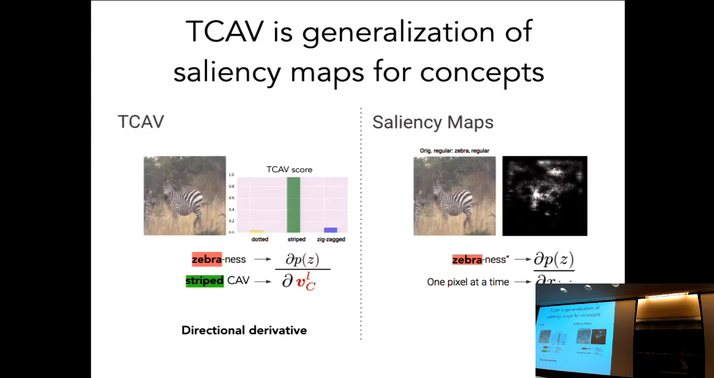Yeah, if you were to move the pixels of the image in a direction that would make the stripiness classifier respond more strongly. That's right. If the stripiness increases as quickly as possible, how much would the prediction change? Yeah, and we're doing that in the intermediate layer instead of the input layer.